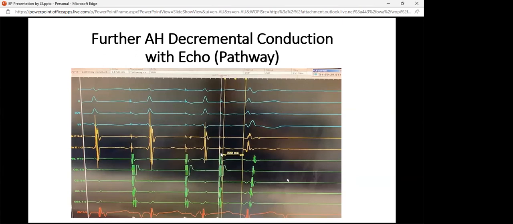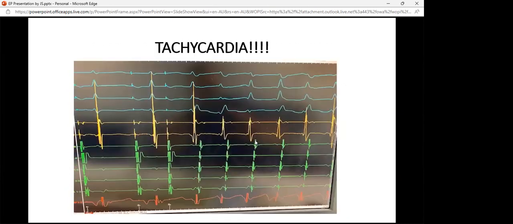Okay, so we have a conduction through the AV node, down to the ventricle, and from the ventricle back up to the atrium. And that's known as an echo beat. And so you can start getting a little bit excited. So we repeated that maneuver again.